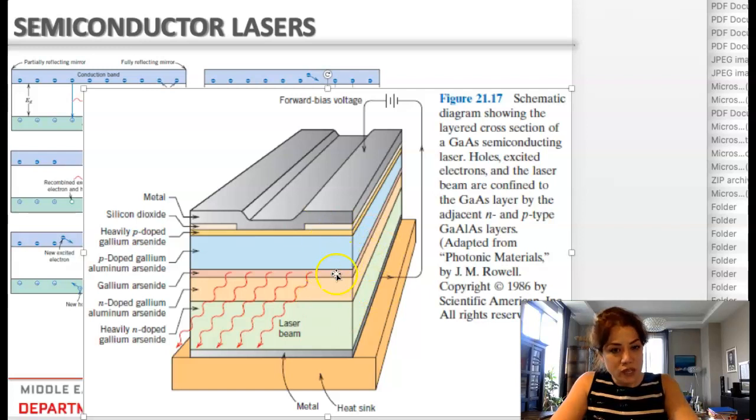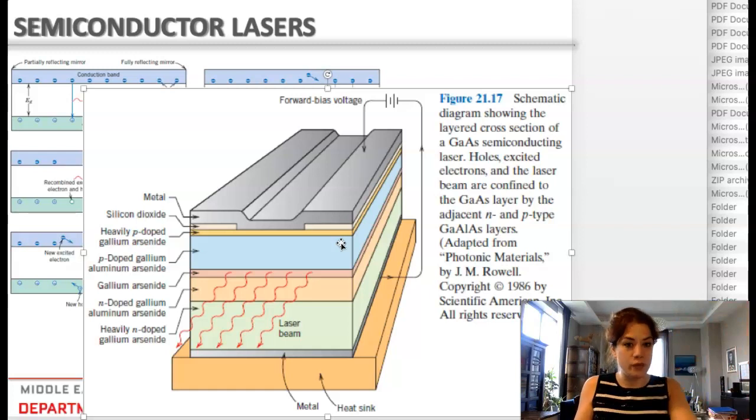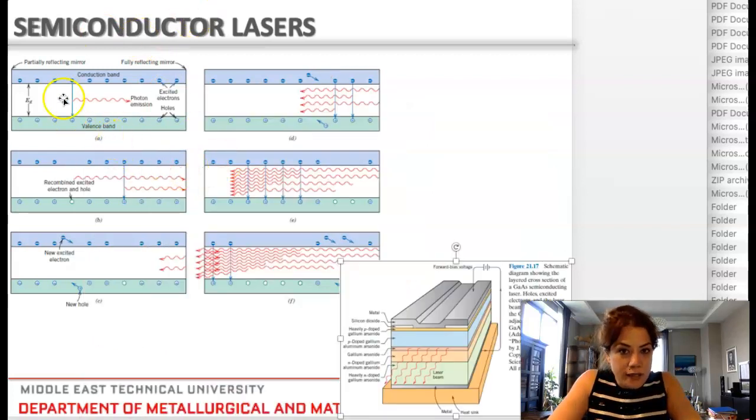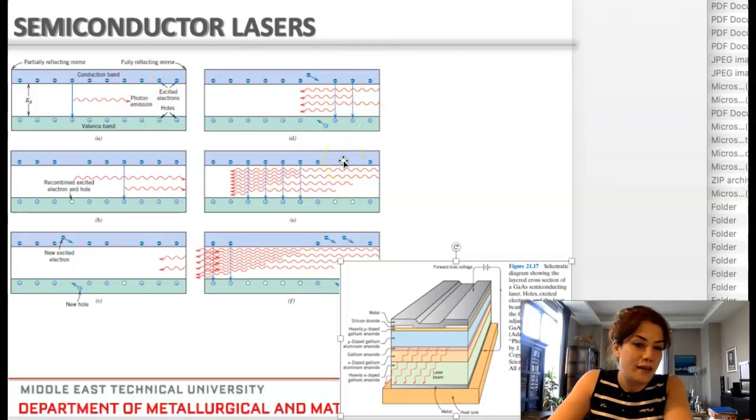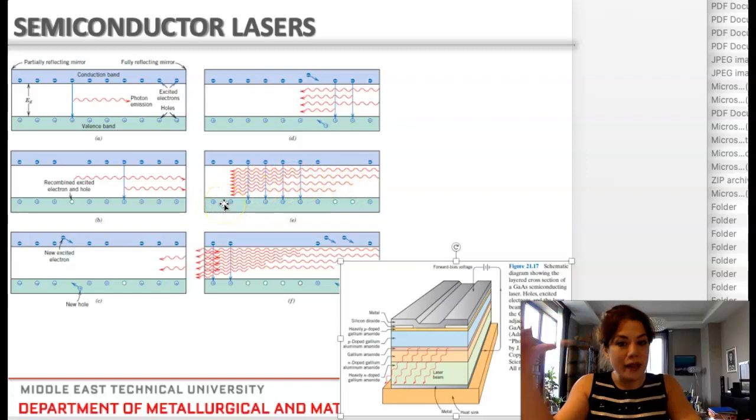So the light we generate inside is oscillating in between these two surfaces while it's oscillating at a coherent wavelength and frequency. It is multiplying the number of excited electrons and also eventually emitted light from the conduction to valence band. So this avalanche effect is occurring within the band gap for the semiconductor lasers.